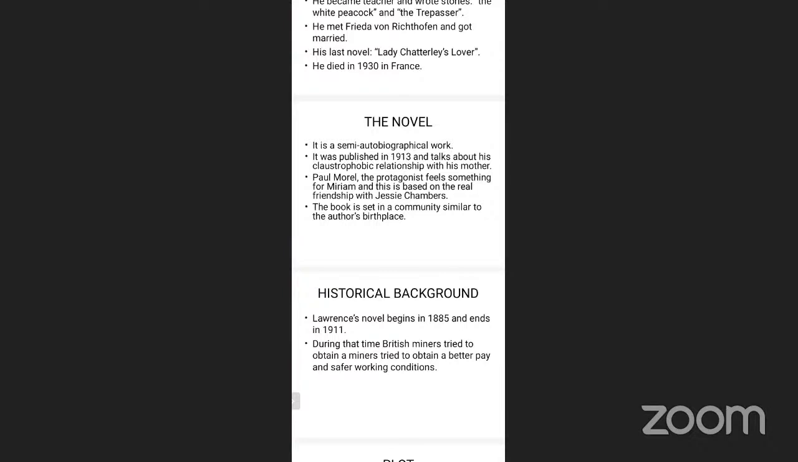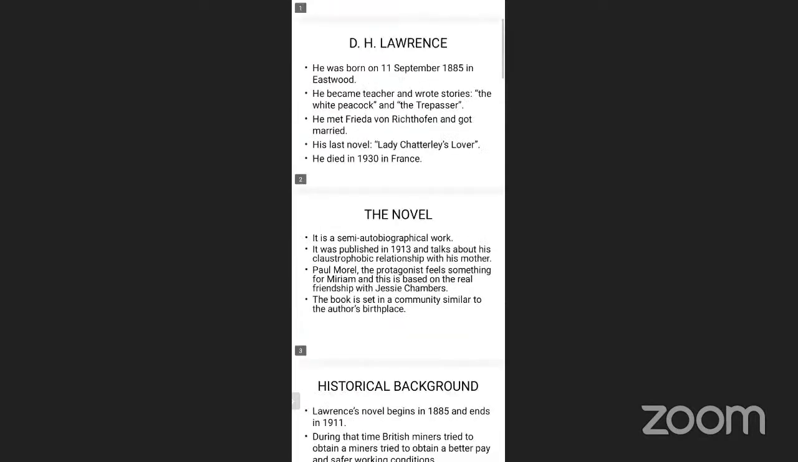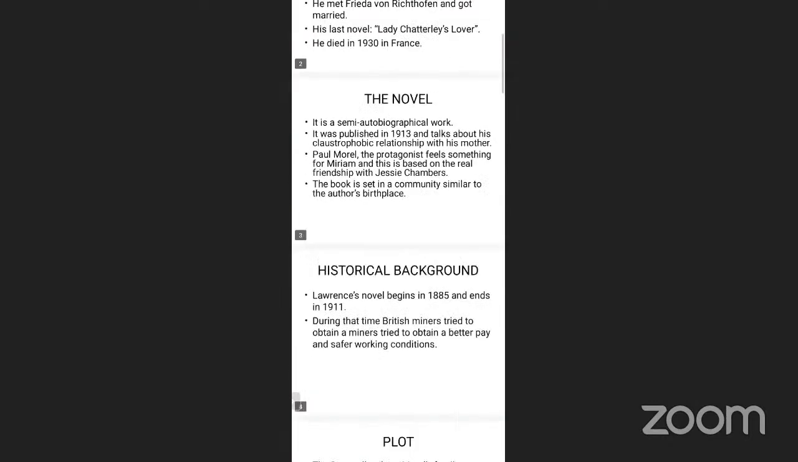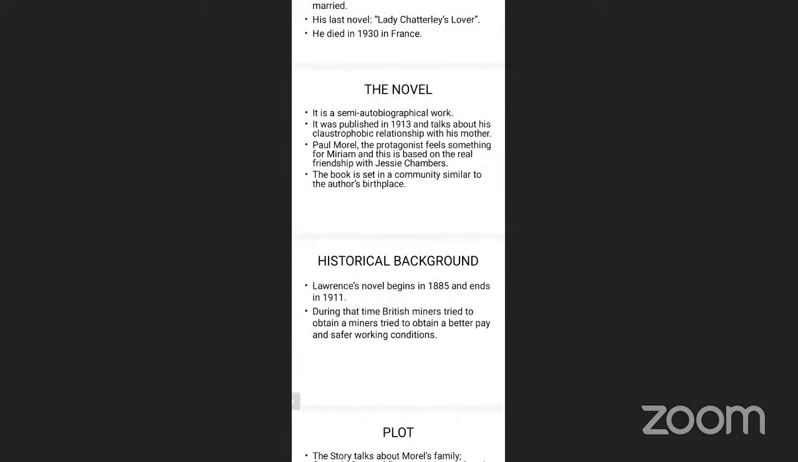The book is set in a community similar to the author's birthplace. Now, what was the author's birthplace? It was Eastwood in England. So the setting of that particular novel is also Eastwood. That is his birthplace.